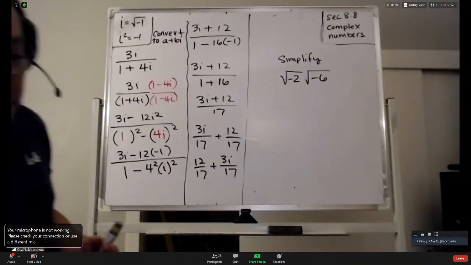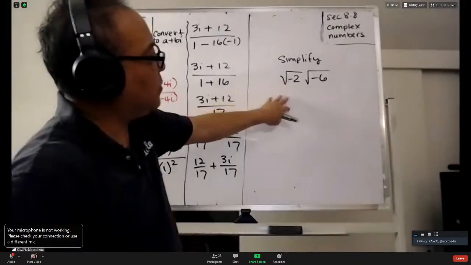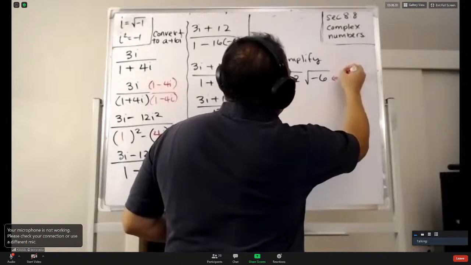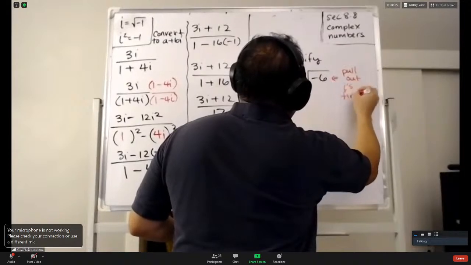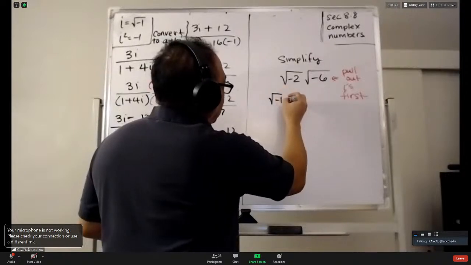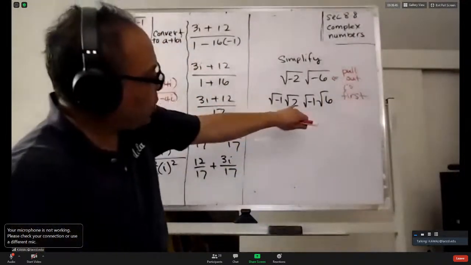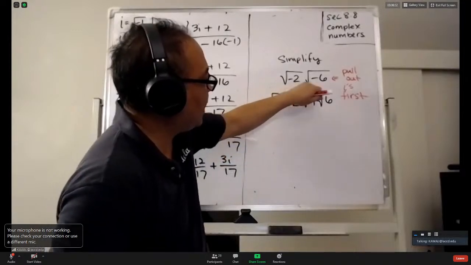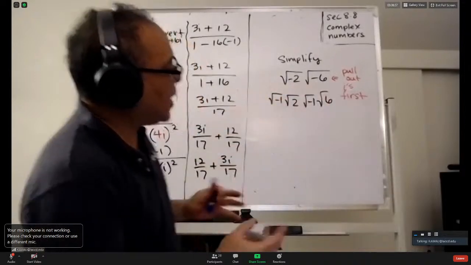And the idea here is always pull out the i's first. You're not allowed to go -2 times -6. You always pull out the i's first. So this turns into -1, -1. So you can only multiply positive numbers. You're not allowed to multiply negative numbers. So you always have to pull out the i's to make these radicals positive numbers.